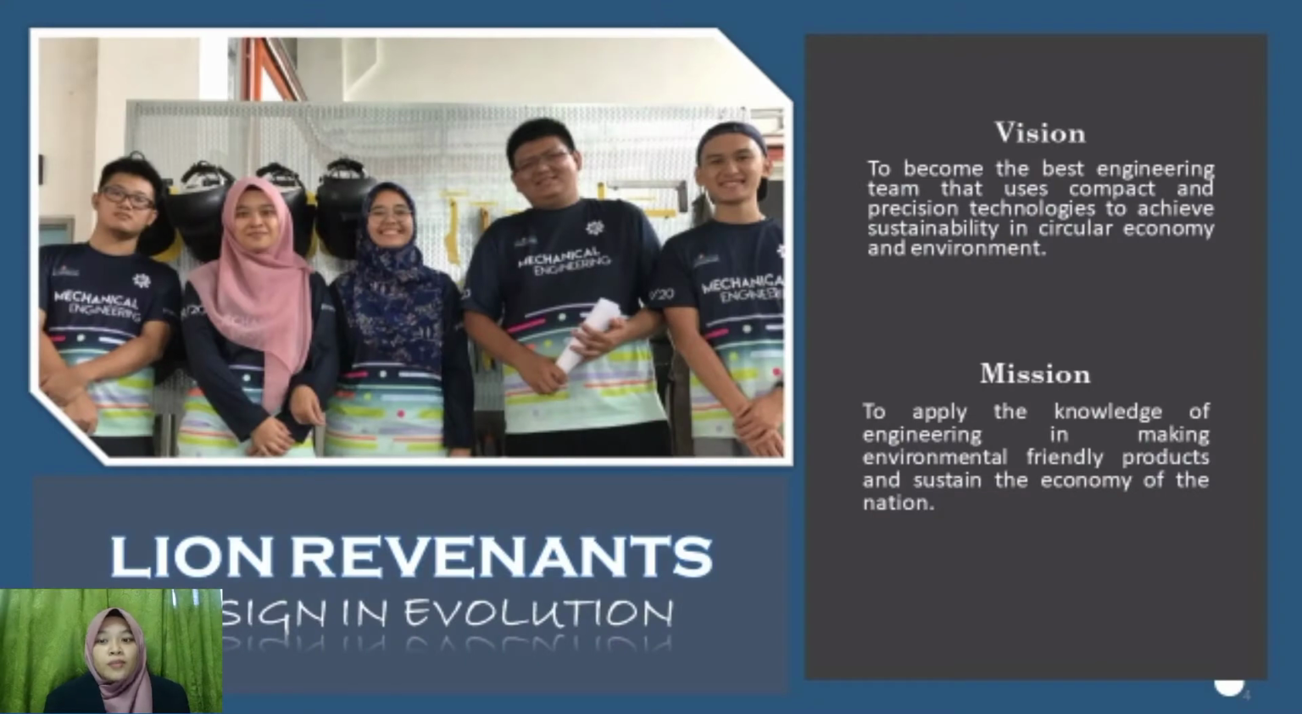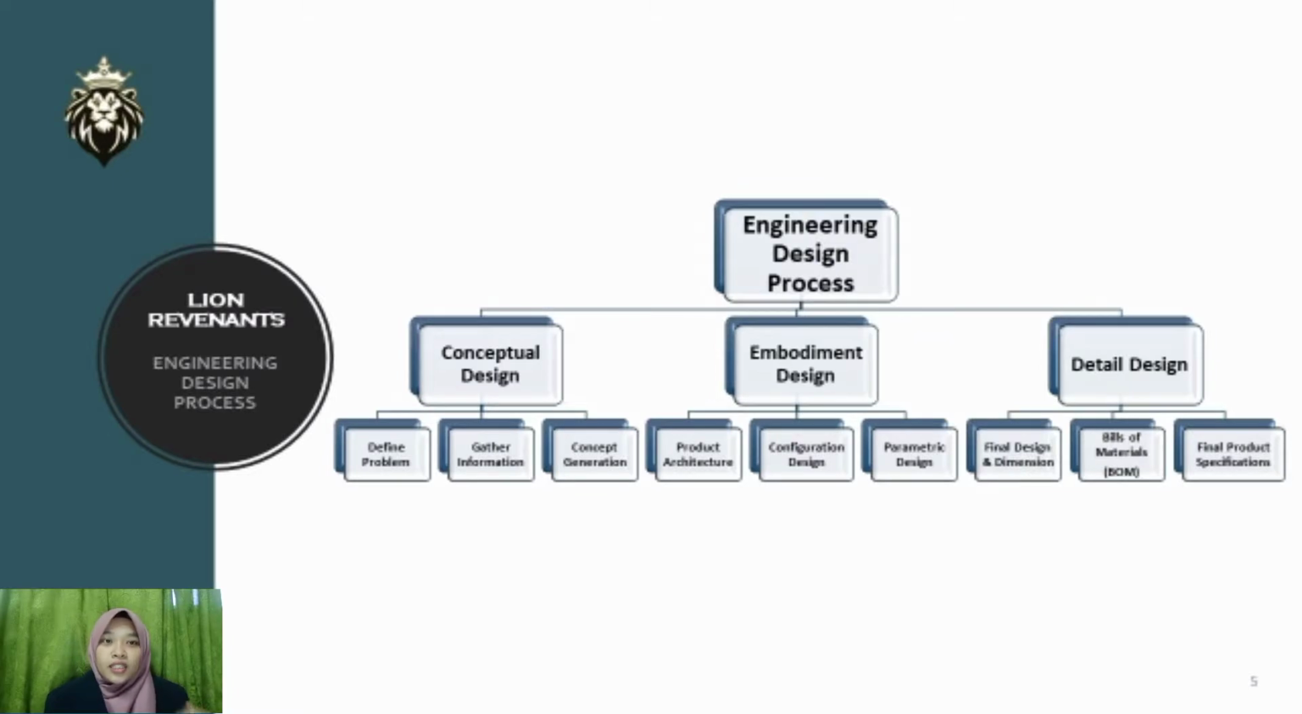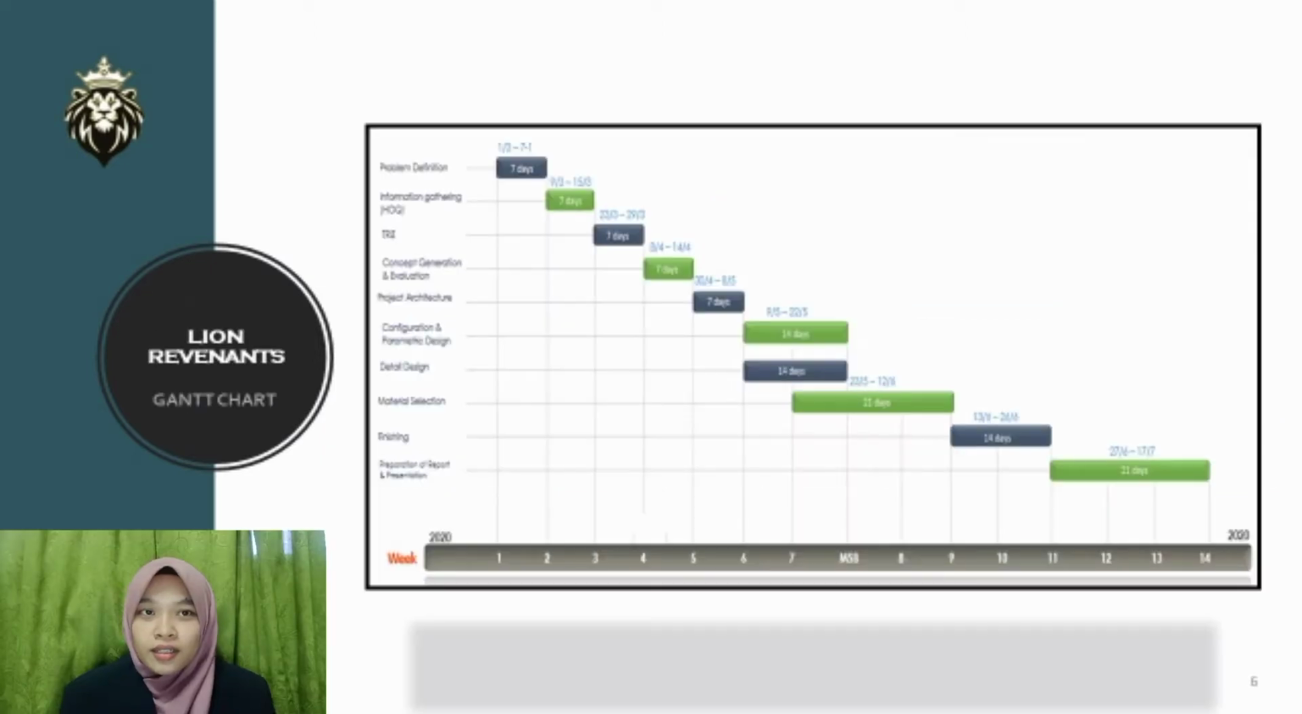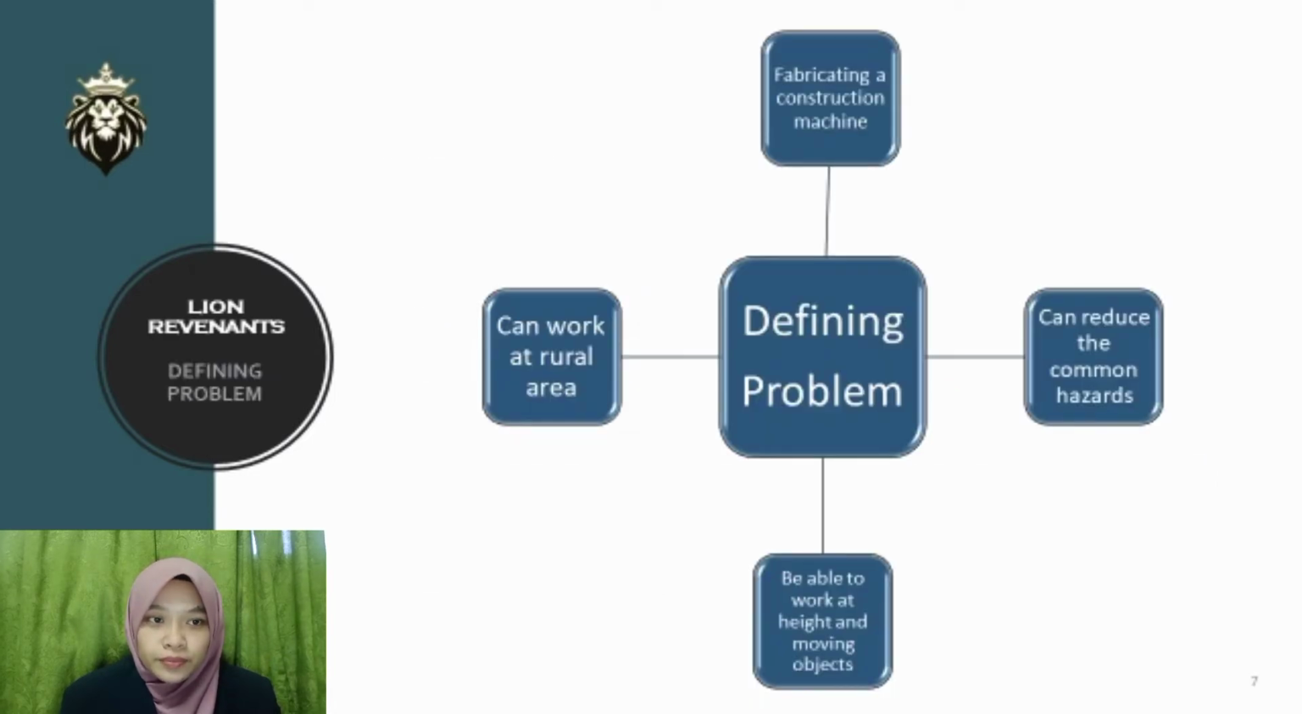With the company motto Design in Evolution, our vision and mission is to be the best and apply the knowledge of engineering in making environmentally friendly products. In this presentation, we will present three parts of the engineering design process, which are conceptual design, embodiment design, and detail design. Briefly, this project takes 4 months, from 1st March until July 2020, from problem definition until preparation of report and presentation.